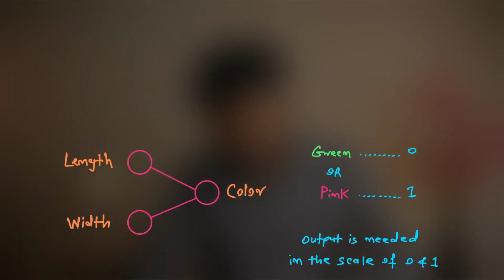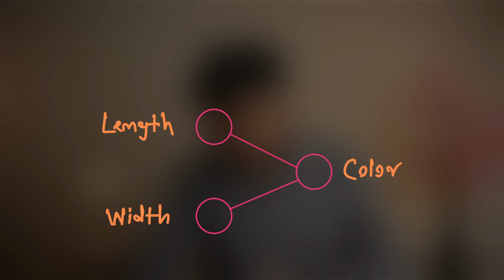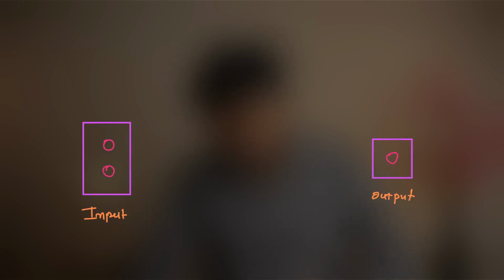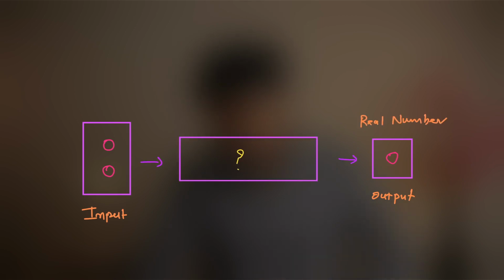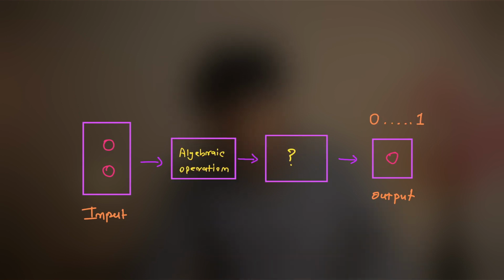What can we do on these 2 inputs so that we can get one numeric output? For that, we need to do some mathematical operation on them. We need to do some algebraic operation and we can get a real number. But because we have already assigned 0 and 1 to the respective color values, we need to have the output in the scale of 0 and 1. What additionally can we do so that we can get output in the scale of 0 and 1?